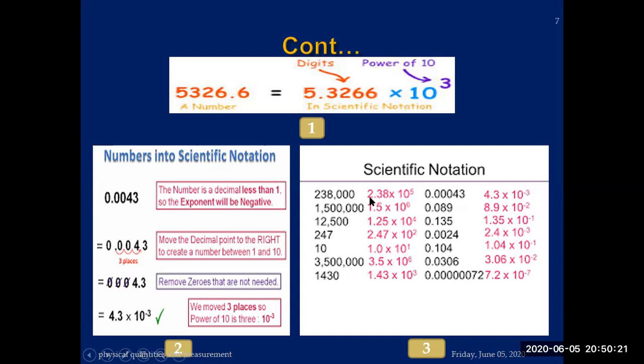238000, you write in the form 2.38 times 10 to the power 5. Why? Because you have moved it 5 digits. Then 0.0043, which we have already discussed: there were 3 zeros after the point, so you write it as 4.3 times 10 to the power minus 3. Similarly, another example, 12500, you write in scientific notation like this. Then 3500, again with zeros, you write it like this.